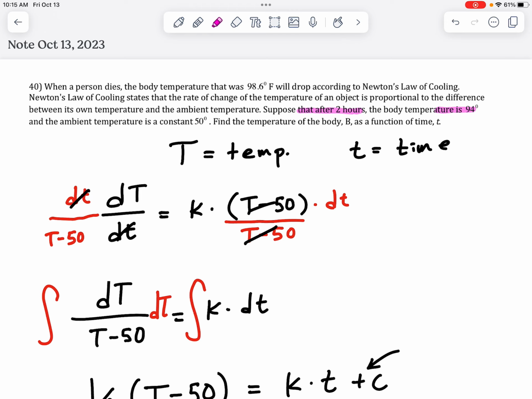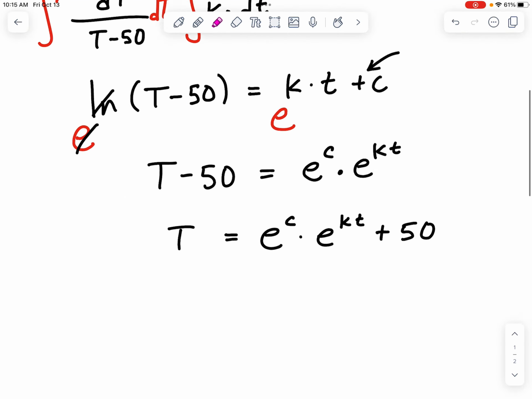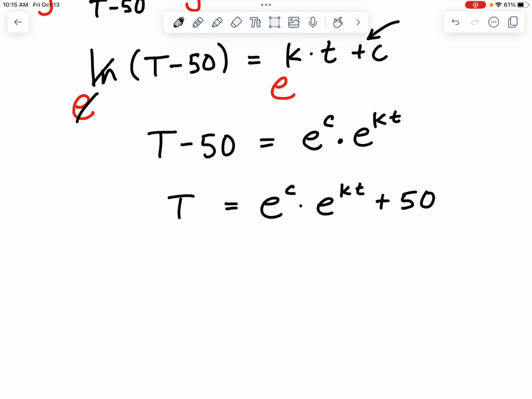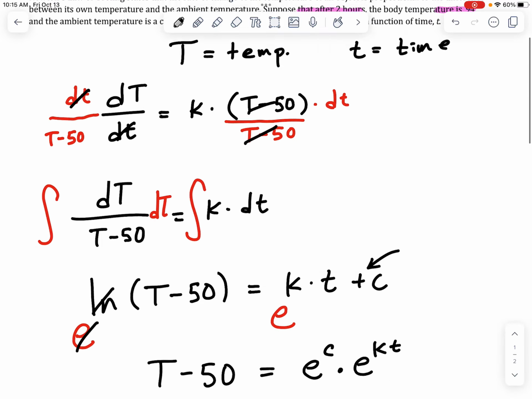So after 2 hours, the temperature is 94 degrees. So 94 degrees is the capital T for temperature. And then time is 2. And then the problem with that is I have both a c and a k to solve for, but I've only got one equation. So I must have missed something. Let me go back and read it again.